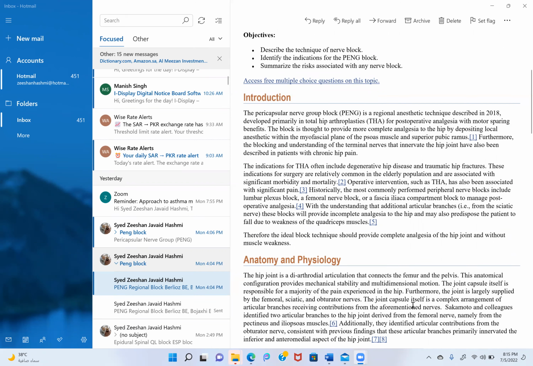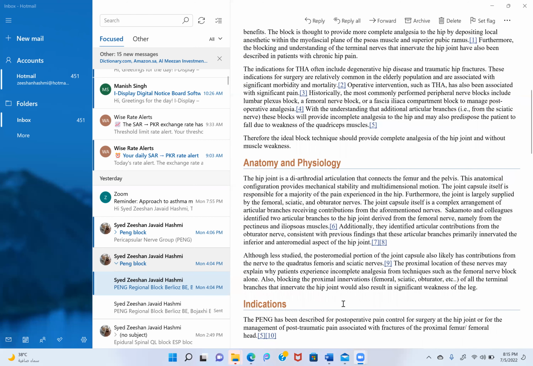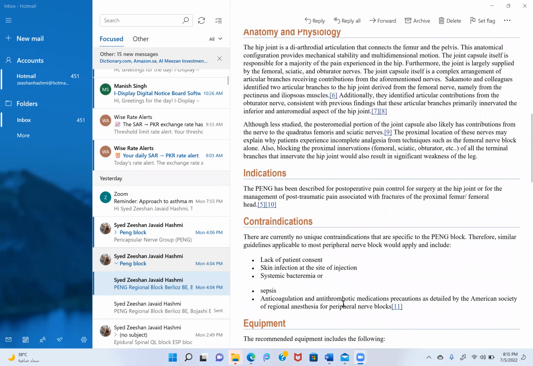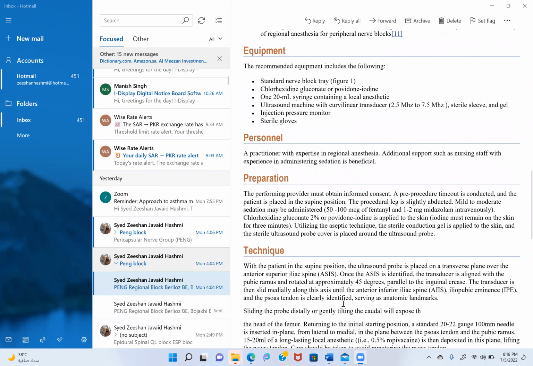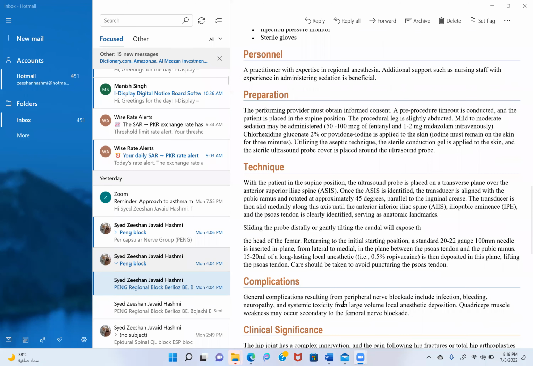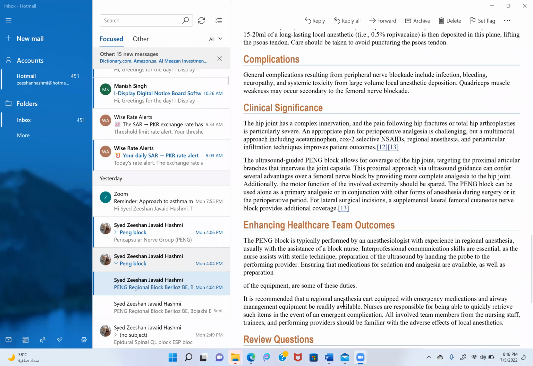And you see, the joint capsule itself is a complex arrangement of articular branches receiving contributions from the femoral, sciatic, and obturator nerves, as I told you. So when we perform this block, the advantage is that these articular branches will be reliably blocked. That is the concept of it. I will just show you a picture.